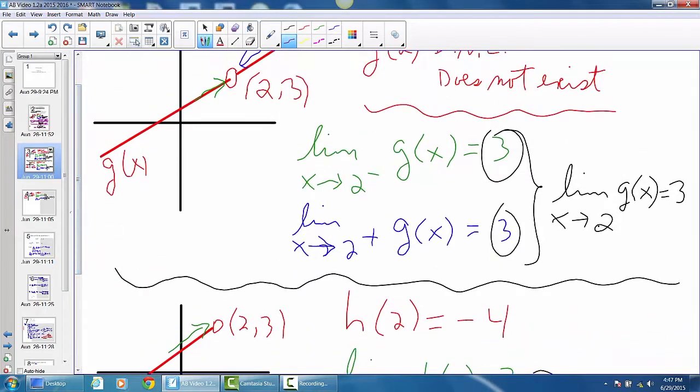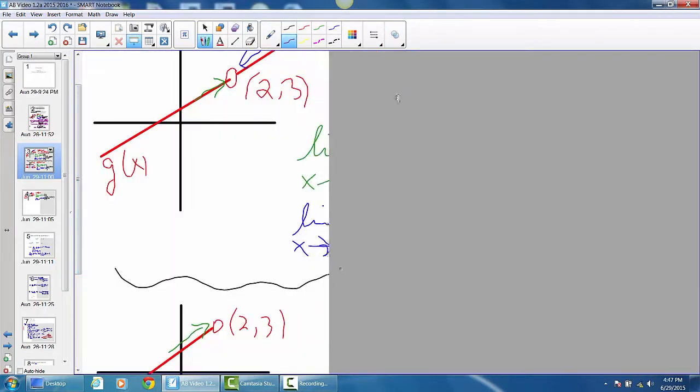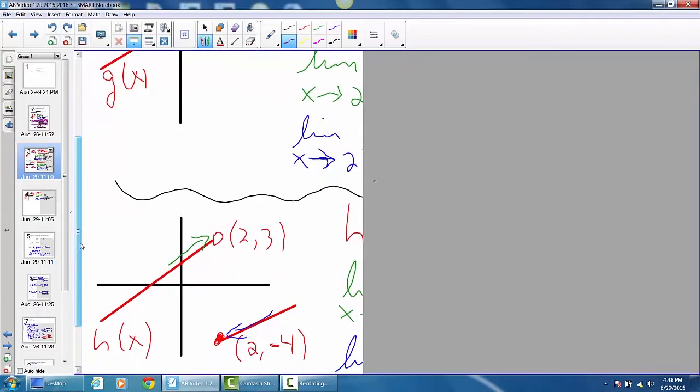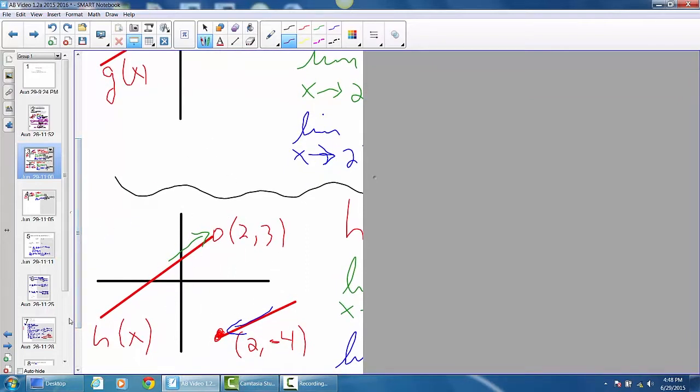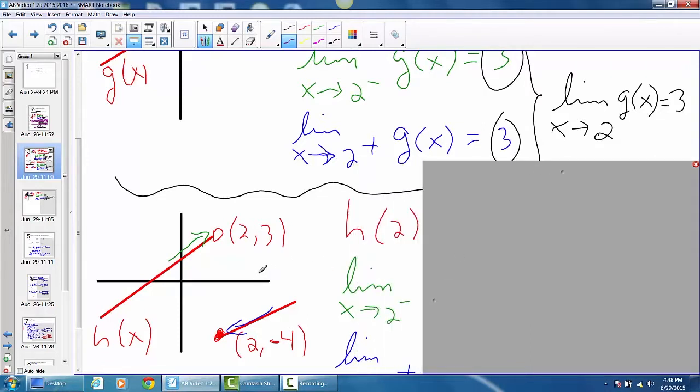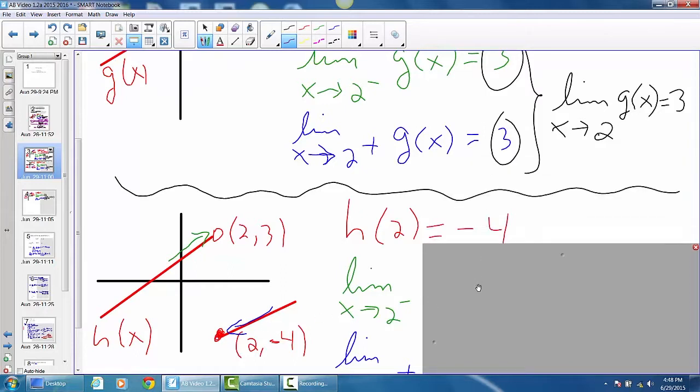So here's another example. And here we have a very similar situation, but this time there's a disconnect. This would come from a piecewise function. So we have one graph on the left side of 2 and a completely different graph on the right side of 2. Again, the questions will often be, what is h of 2? This is the function h of x. So h of 2, as you can see, there is no filled-in dot here, so there's no h of 2 here, but there is an h of 2 right here. And that's a filled-in dot, h of 2 is negative 4.